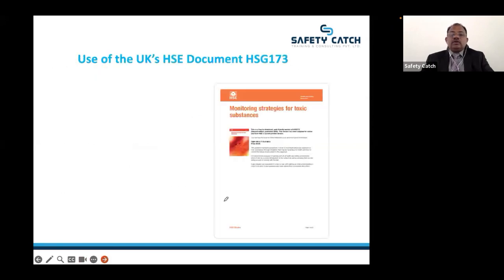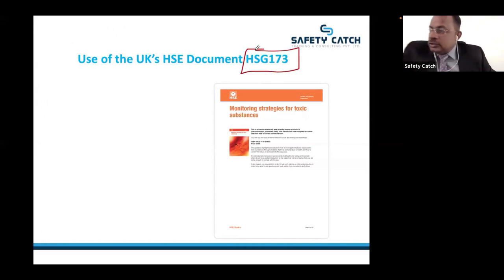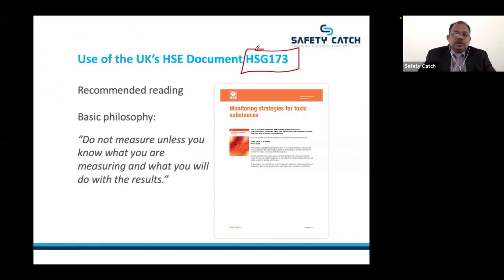Then there is a document you all can note down. That is HSG 173. Please note it down. You can easily get it from the HSE UK website. If you just type HSG 173, you will get it. This document gives some idea about monitoring strategies for toxic substances. Please go through this. The basic philosophy of this document is do not measure unless you know what you are measuring and what you will do with the result. So this document will give you an idea on this.